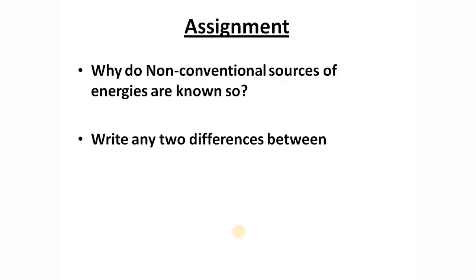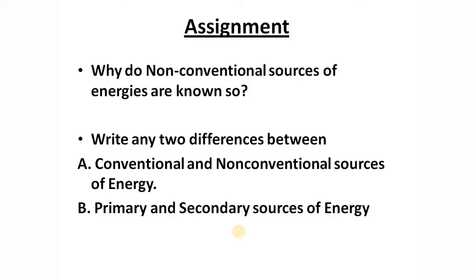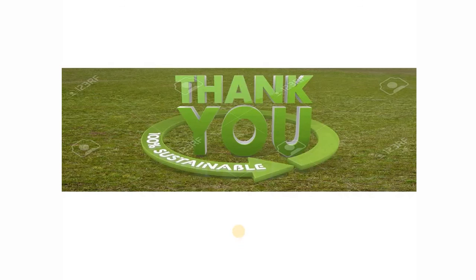And here is the second question. Write any two differences between conventional and non-conventional sources of energy. You find out any two good differences between conventional and non-conventional sources and write them. And secondly, write any two differences between primary and secondary sources of energy. So this can also be done. We have well explained these things. So I am sure that you can find out the answer, write it on an A4 sheet, and properly upload it in the Google Classroom. Hope whatever I explained you understood well.